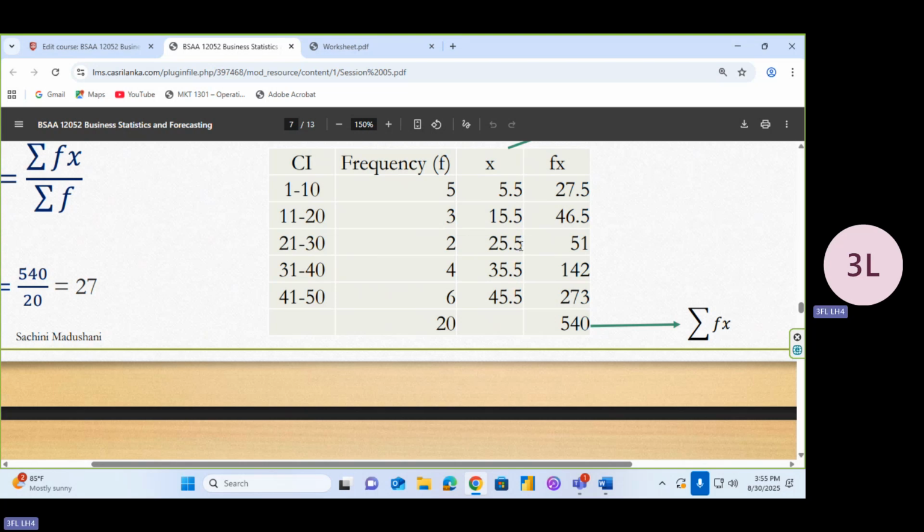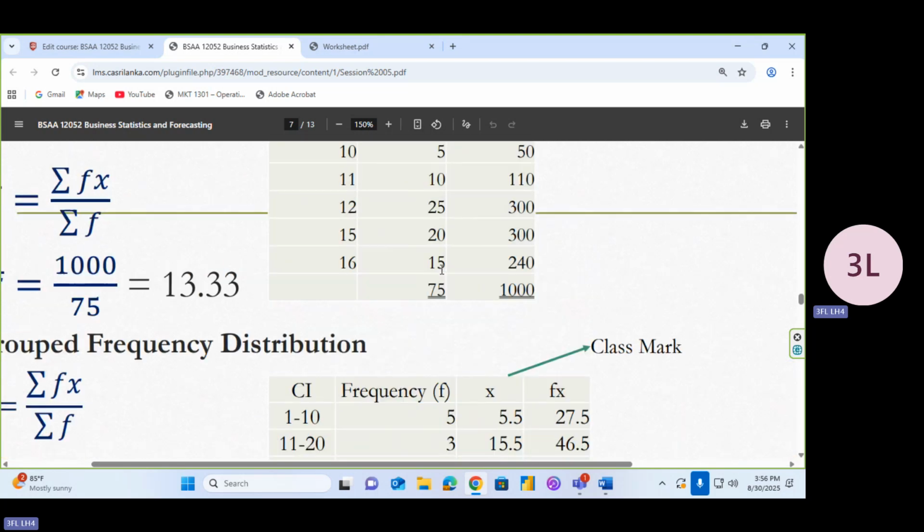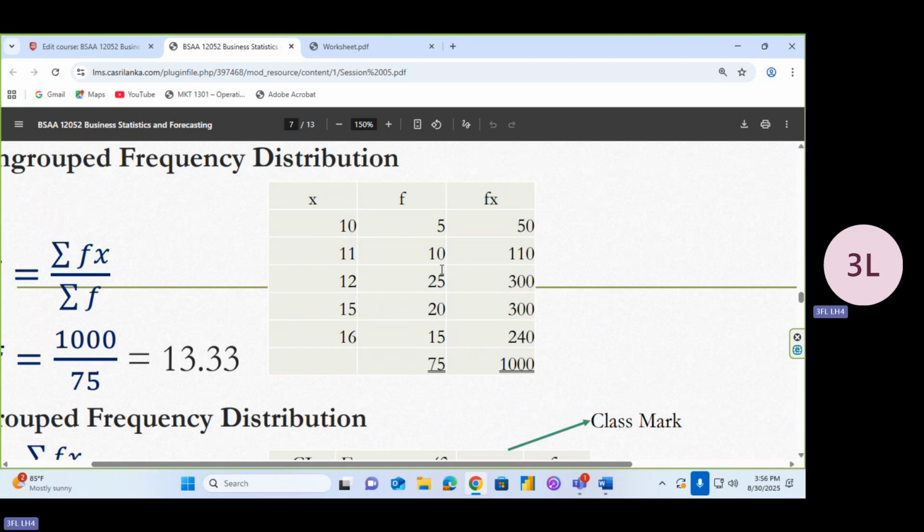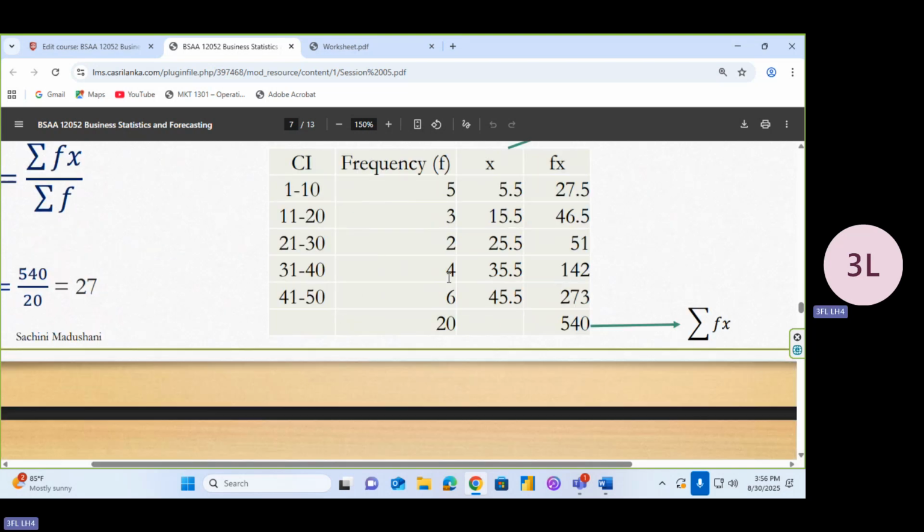Each x value represents the class interval; this is only an assumption. Then we have the x column and the f column. The same method can now be applied as in the ungrouped frequency distribution. Here you can find the sum of the fx column divided by the sum of the f. Understood?